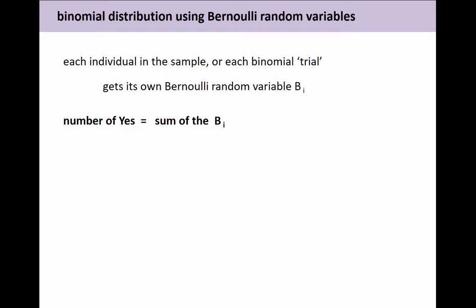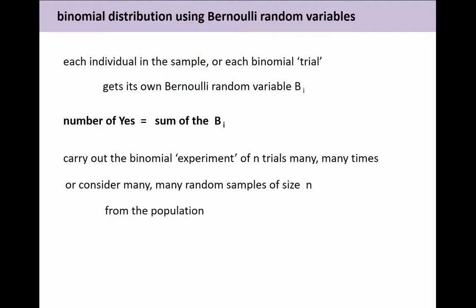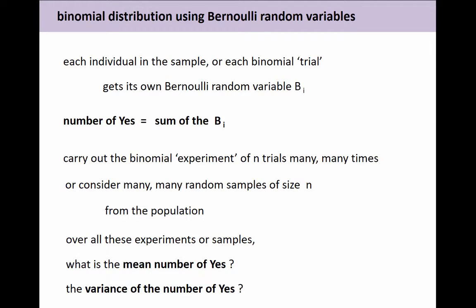And so the number of yes is just a sum of these. And if we carry out the binomial experiment of n trials many times, or for our applications we consider many random samples of size n from the population, we want to look at the question overall of these experiments or samples: what is the mean number of yes and what is the variance of the number of yes?